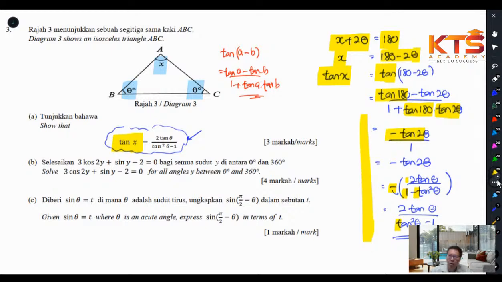While doing this one, always check on where you want to get, what you want to achieve. Always when you do these steps, keep looking at this one. See whether you are approaching that one or not. All right. So 3 marks done.